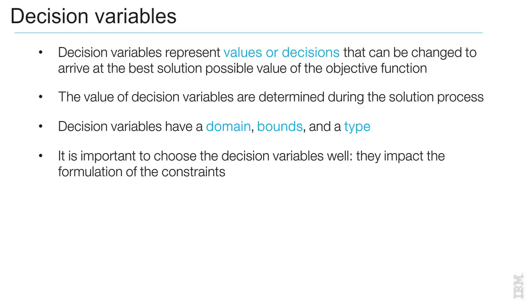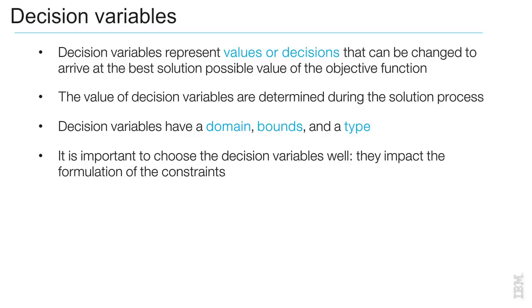Decision variables in an optimization model represent values or decisions that are determined by the solver engine in order to arrive at the best possible value of the objective function. Examples of decision variables are how much of a given product to produce, how many people to hire for a given task, which location to choose for a new warehouse, etc. The values of the decision variables are determined during the solution process. These values are usually unknown in a model, although it's possible to provide an initial guess to help optimization.